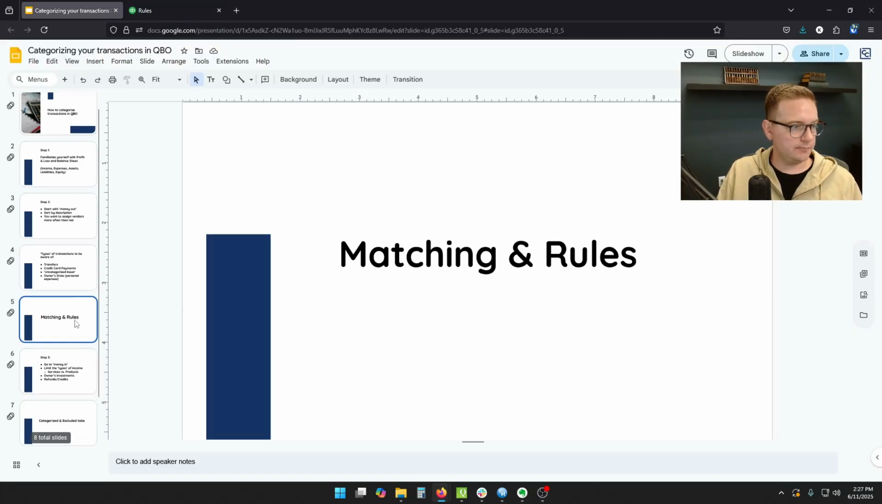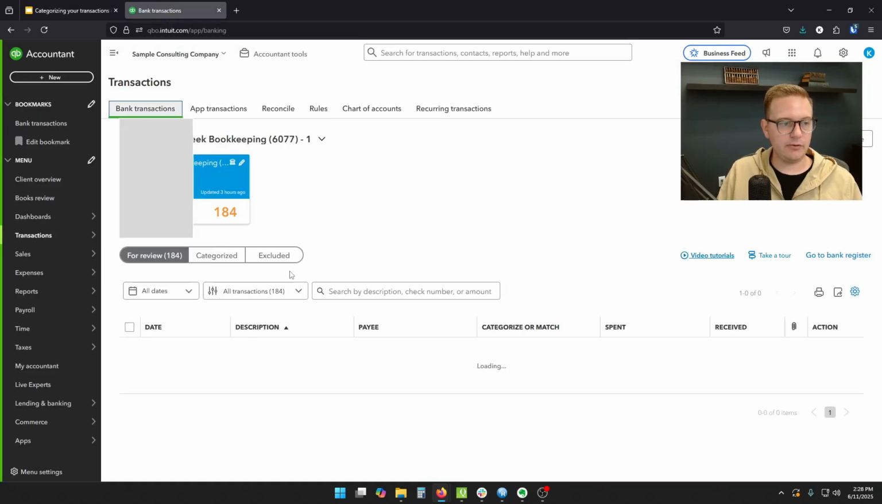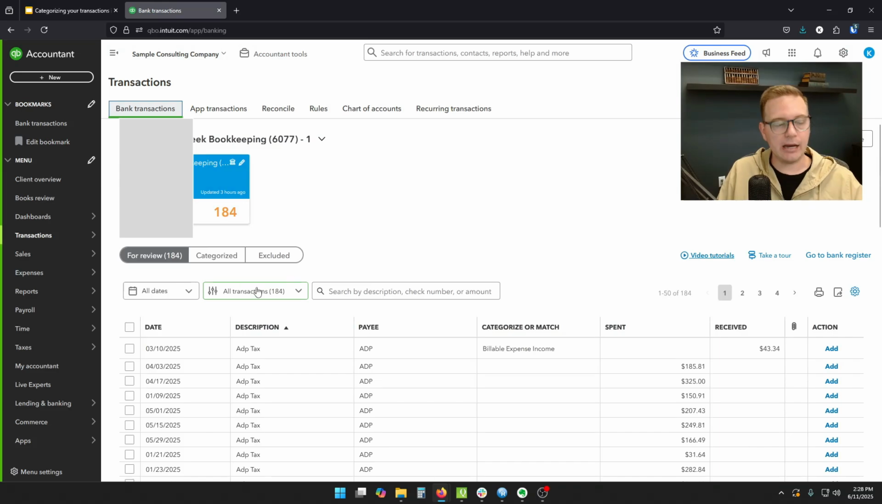All right, so step 3. Now we're going to talk about money in, right? We've dealt with all the expenses or the money out items.